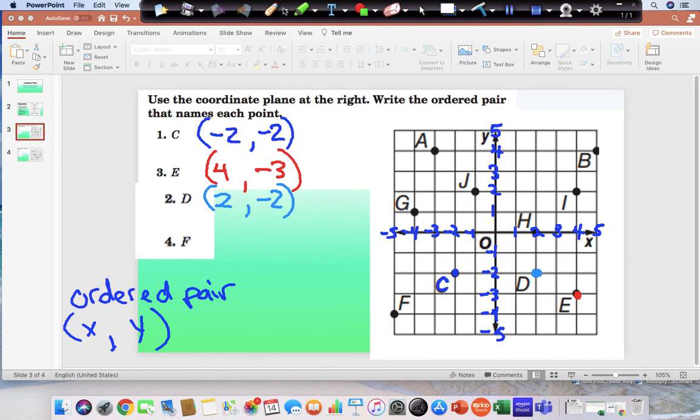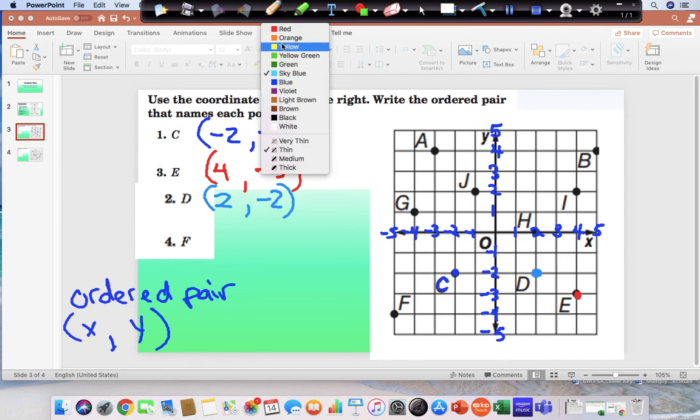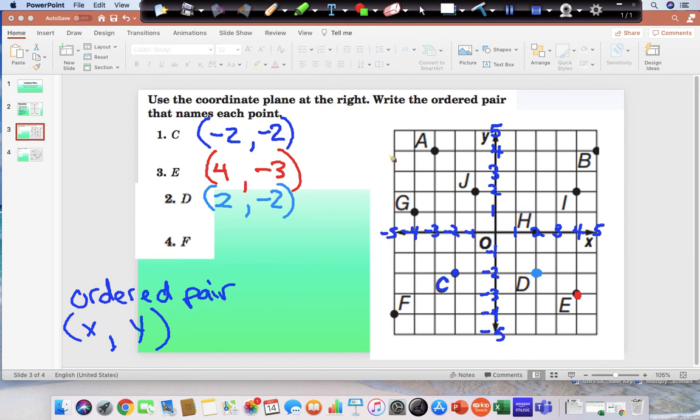And then last, we are doing F. We'll do F maybe in yellow. Okay, so to get to F, we need to go to -5 on the x-axis. So our first number is -5. And then to get down to F, we have to go down -1, -2, -3, and this is -4.